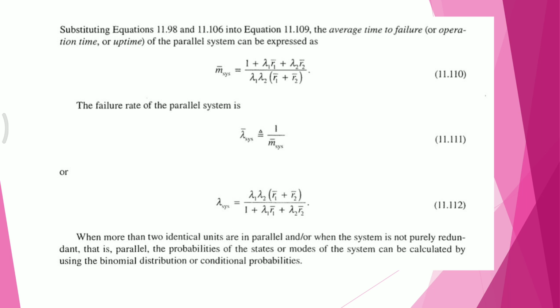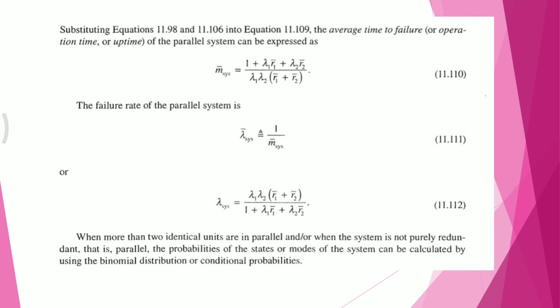By substituting the system unavailability and average repair time in M bar system, which can be expressed as the average time to failure, M bar system is equal to (1 plus lambda 1 into R1 bar) into (1 plus lambda 2 into R2 bar) divided by lambda 1 into lambda 2 into (R1 bar plus R2 bar). The failure rate of the parallel system, lambda bar system, is inversely proportional to the average time to failure, that is 1 by M bar system, which can also be expressed as equation 11.112.